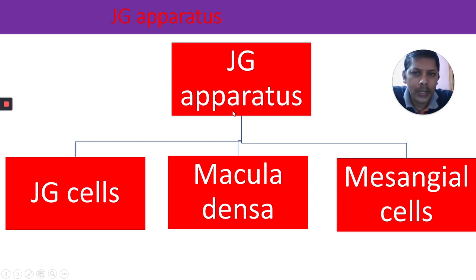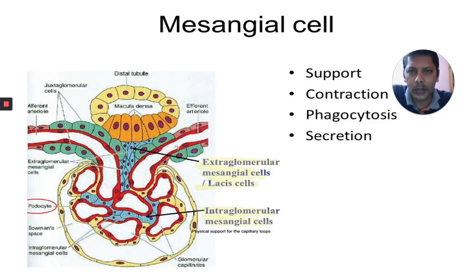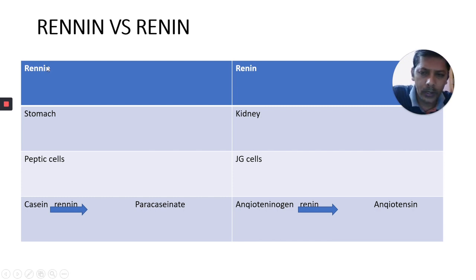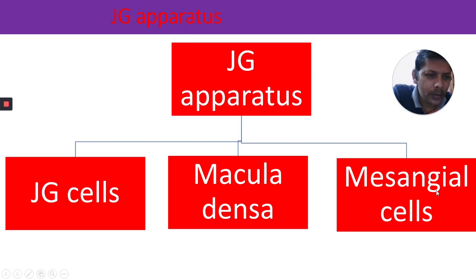The juxtaglomerular apparatus consists of three components: JG cells, juxtaglomerular cells, macula densa, and mesangial cells. These are the three parts of it. First, let us see about JG cells. What are the three components in it? JG cells, macula densa, and mesangial cells.